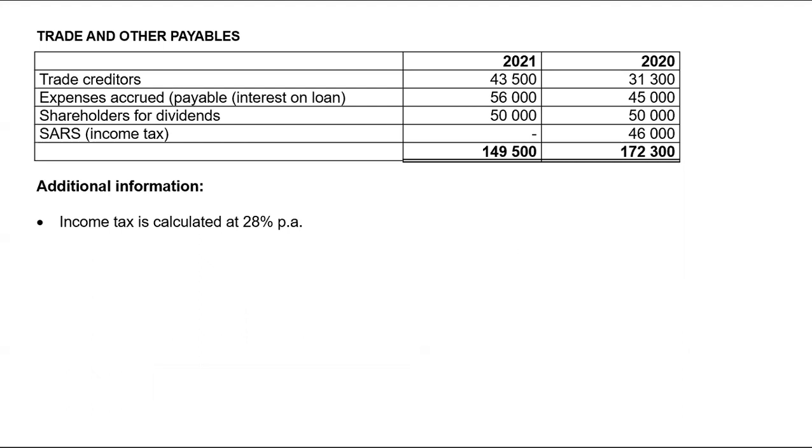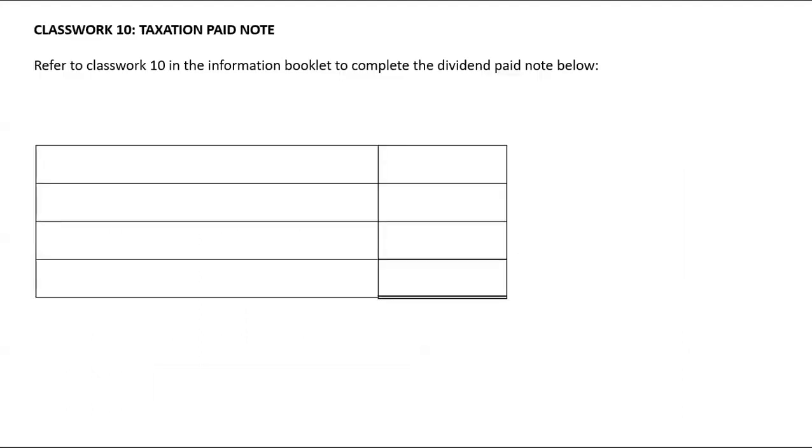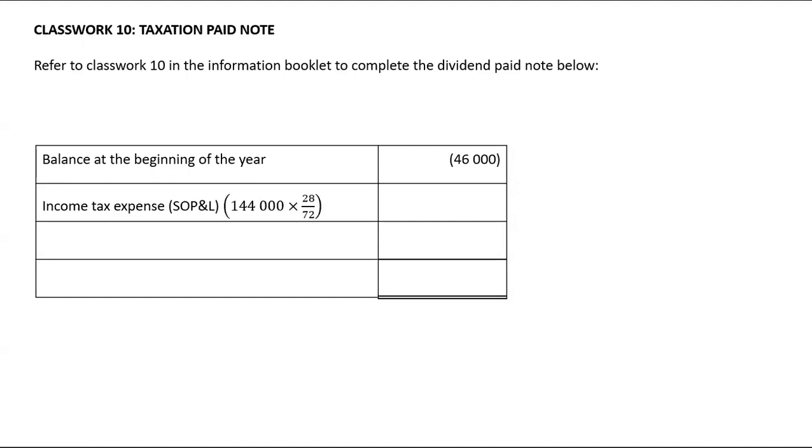Now, when I prepare this, note that I have profit after tax. Last year's amount that was still owed, I'll put it with brackets because last year's SARS income tax was in trade and other payables. And for this year, when I calculate my income tax, I will simply take the 144, which is at 72%, and multiply it by 28. It'll give me my income tax of 56,000.